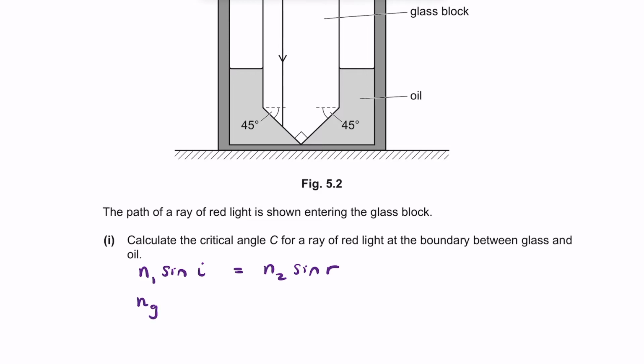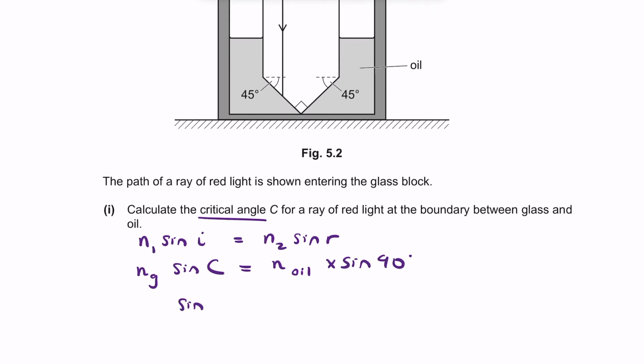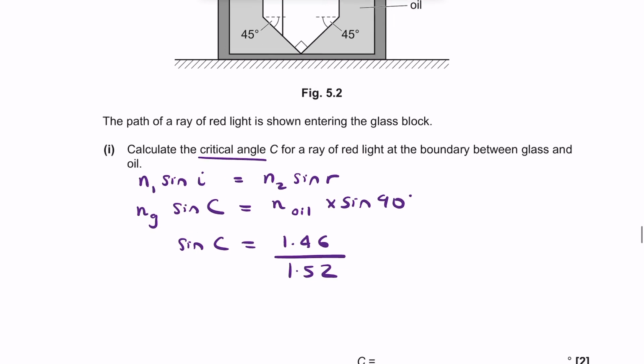And if we are dealing with critical angle, we are in a way dealing with total internal reflection, so sine r is going to be sine 90. So n_g sine C is equal to n of the oil times sine 90. Sorry, I meant n_g, not RG. So sine C equals 1.46 over 1.52, and that gives me a value of 73.8 degrees, or 74 degrees to two significant figures.